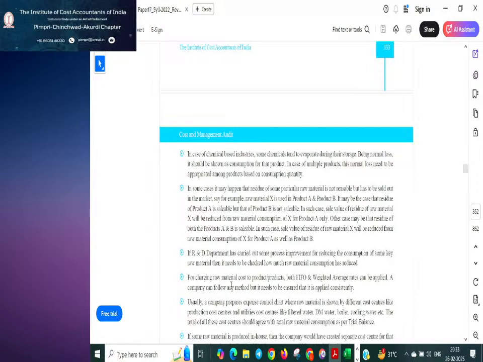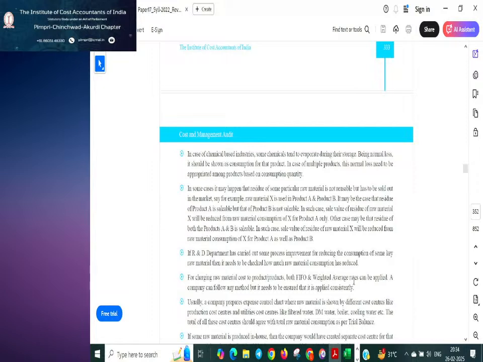Then for charging raw material to cost or products, both FIFO and weighted average rates can be applied. So it depends upon the methods of inventory valuation: LIFO, FIFO, last in first out, average cost. Usually, when we prepare the cost statements, it's very difficult to see each and everything saying whether this is last in first out and other things. So what we actually do is we go by the average cost method.